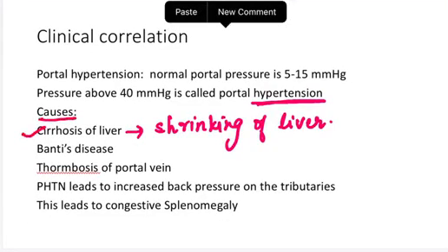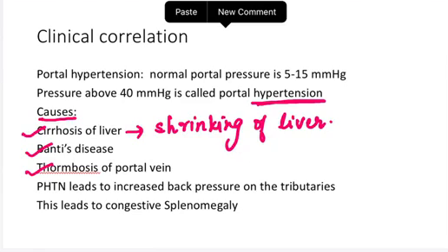Okay, so what are the causes of portal hypertension? Cirrhosis or shrinking of the liver. We have a disease known as Banti's disease. Then thrombosis of the portal vein: whenever there is an obstruction to the flow of the portal vein, there will be a rise in back pressure, because the blood is now not flowing forwards. It is exerting a back pressure, and this will lead to portal hypertension.